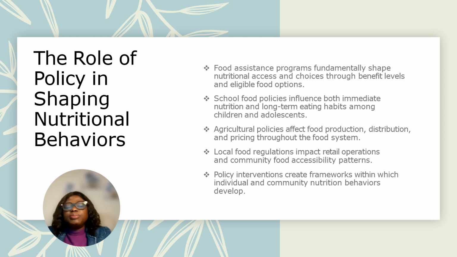We need school policies to help with immediate nutrition and also long-term eating habits among children and adolescents. We know children and adolescents spend most of their time in schools. It's helpful for them to have access to healthy foods and also build healthy food choice habits. Agricultural policies are also definitely needed. We need a lot of subsidies to promote, for instance, the growth of fresh fruits and vegetables so that we can get more and the pricing could be reduced for all to afford. So agricultural policies are very helpful.